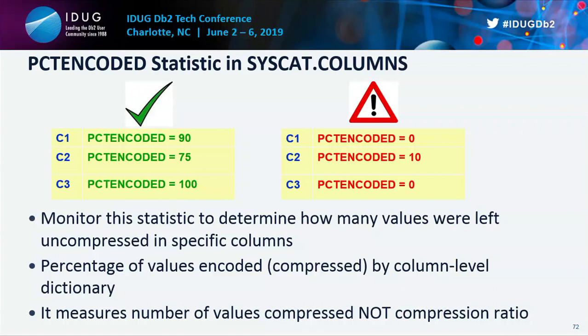And the next one is the percent encoded in the syscat columns. So you want these high. Will they always be high? No, because there's certain columns that may not compress well. But a key is that this is the percent that is encoded. It is not a compression rate, right? So if you had something that is normally 10 bits and it compresses to 2, at 100%, you're saving 80% of your data, right? If you had something that is 10 bits and compresses to 9, well, you're really only saving 10%. So it is not a measure of compression ratio. It is a measure of how much is encoded.